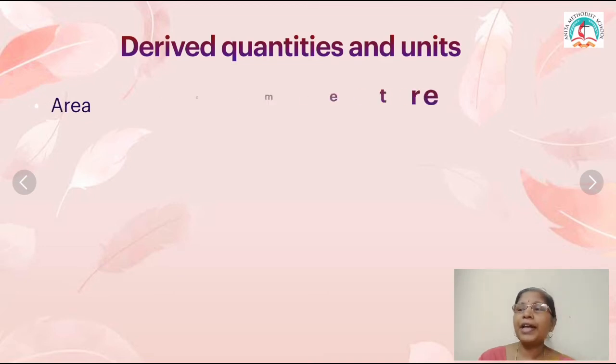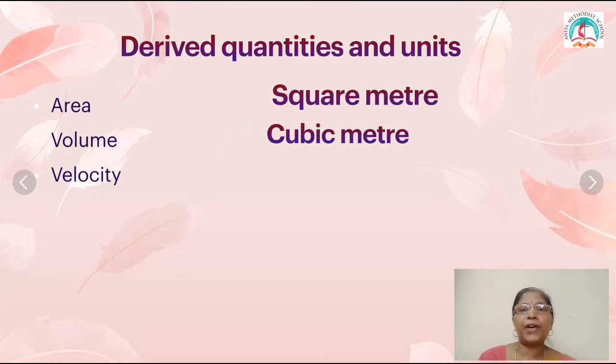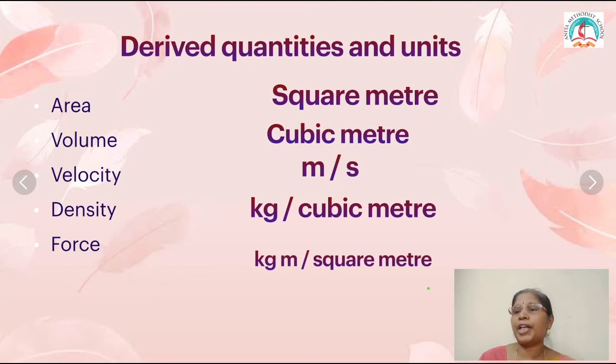Now the next one is derived quantities. What is meant by derived quantities? You are deriving them from the fundamental quantities, so they are derived quantities. What is meant by derived unit? The unit you use for the derived quantities is called a derived unit. There are more examples, but I gave only a few.